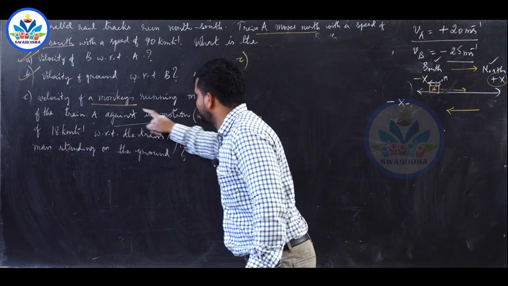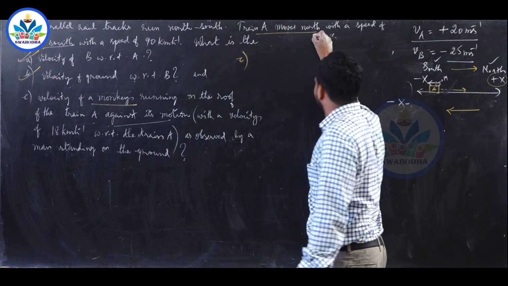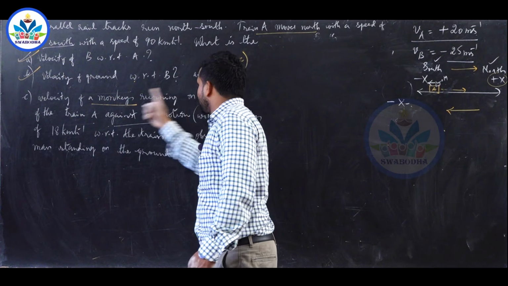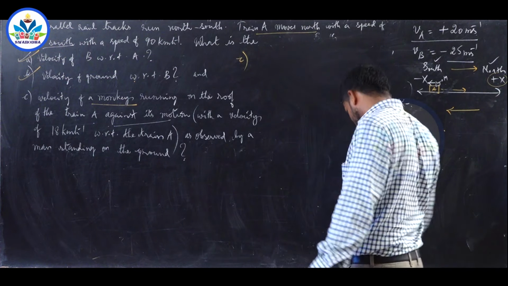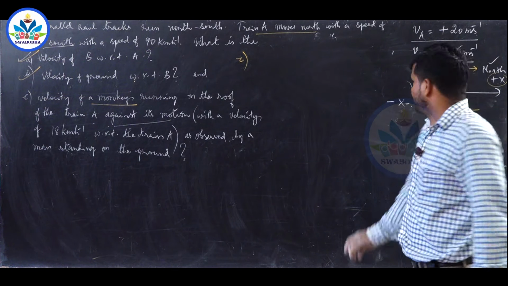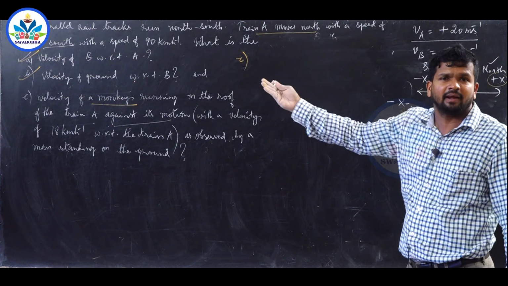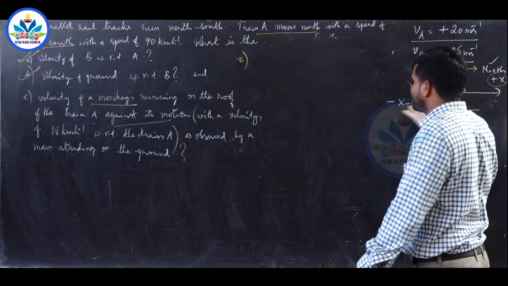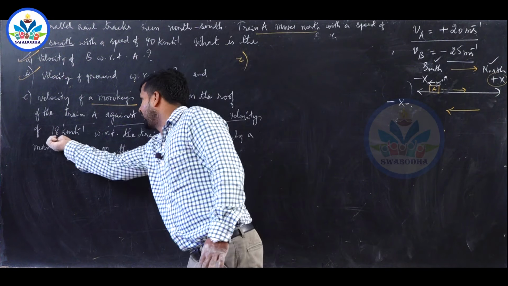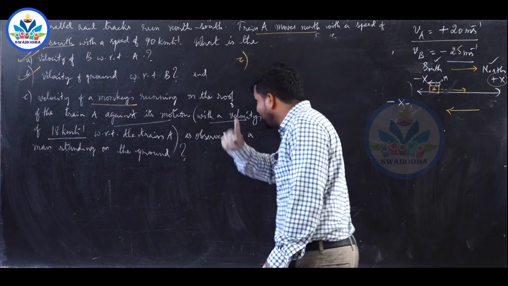Against its motion means the roof of the train A moves north, from south to north, and the monkey is running on the roof against its motion, from north to south. That is, train A is moving in the positive x direction, and the monkey will be moving against its motion, in the negative x direction, with the velocity of 18 km per hour with respect to train A.